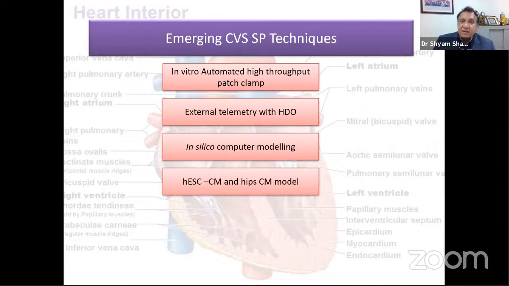Previously, we inserted the transmitter in the body of the animal. After every 3 months, we had to take it out, do the surgery, and change the battery. But now technology has come up where, from outside only, you can charge those devices, and there's no need to perform surgery. In silico computer modeling has a long way to go; many companies like TCS are working to find out whether we can have modeling. And then again, stem cells, human embryonic stem cell cardiomyocytes are also being investigated for this.